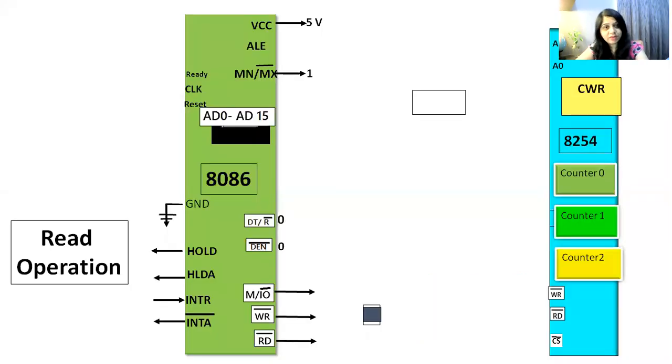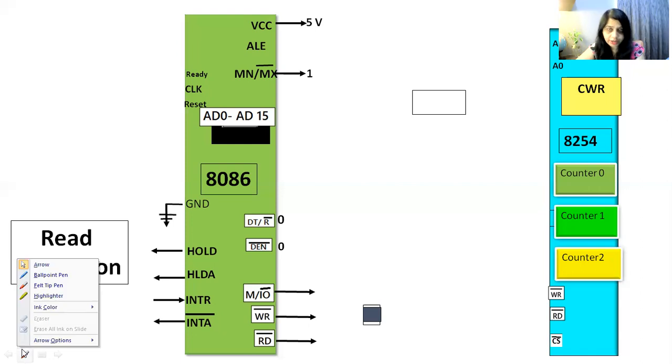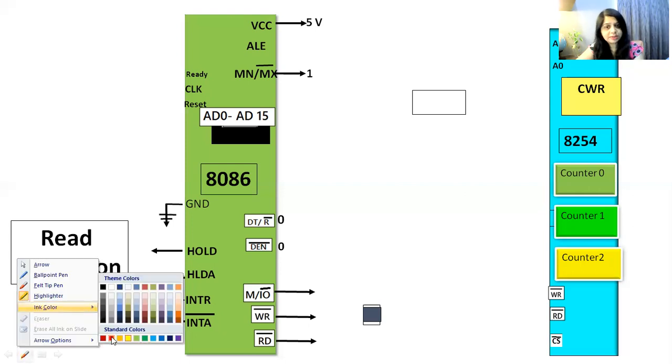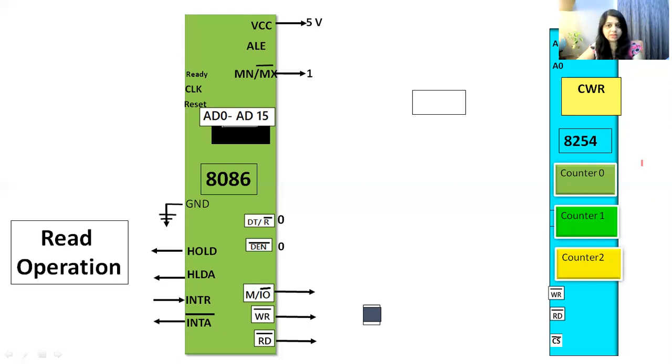As I said, whenever we use any interfacing ICs, on the left hand side we connect the processor and on the right hand side we connect devices. Whether it is 8254 or 8255, in any interfacing IC, the left hand side is for the processor and the right hand side is for devices. Okay, so this is 8086.